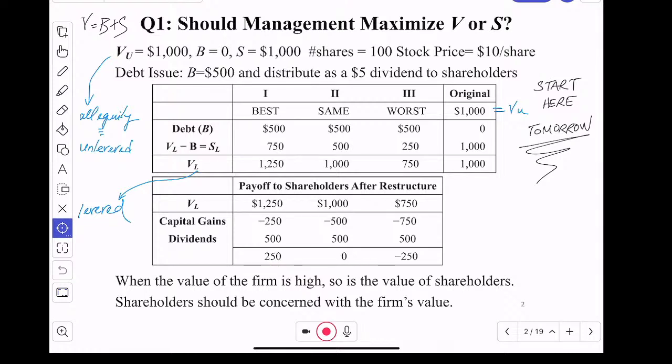So that might happen. What if nothing changes? How could nothing change? Well, I'm just going to propose that there's no change in the firm value after it issues debt. As a result, we could calculate shareholder equity. It's gone down to 500 from 1,000. So that is a capital loss of $500.